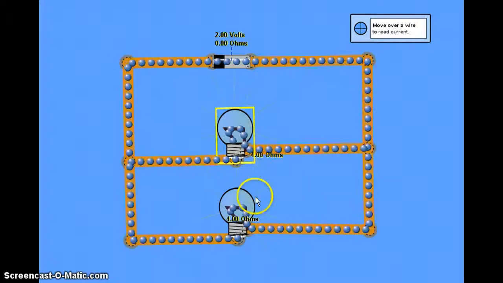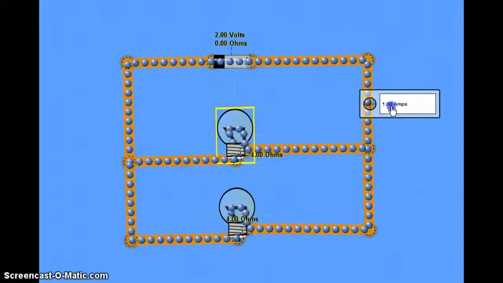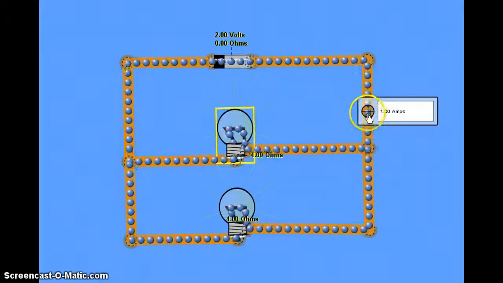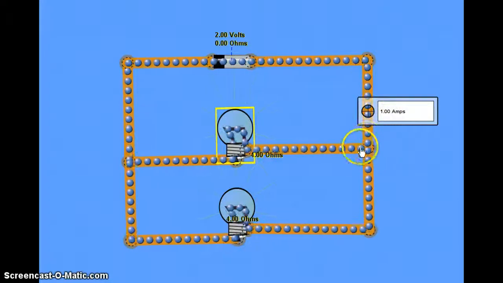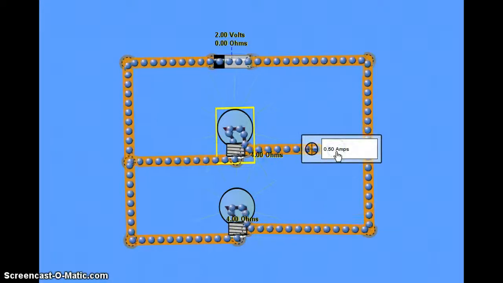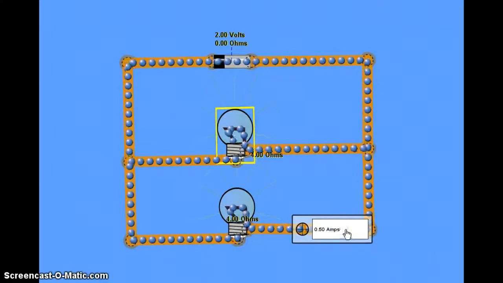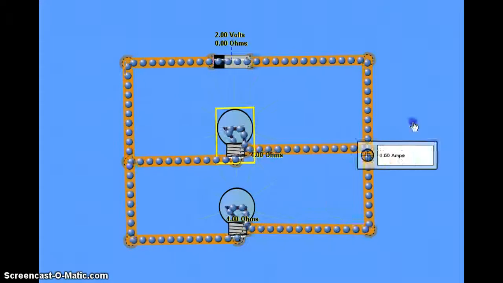Where we have two equal resistors, in this case both 4-ohm resistors, we expect the current to split equally. And so the current at that point over there is 1 ampere, and once it splits, we would expect half of it to go there. And so you can see there the ammeter showing us the current in that branch is 0.5 amperes, and in that branch down there is also 0.5 amperes.